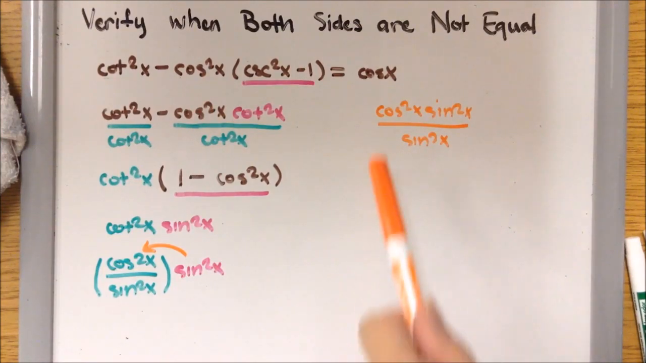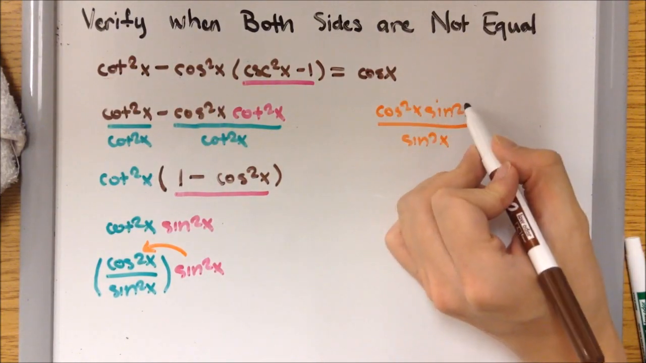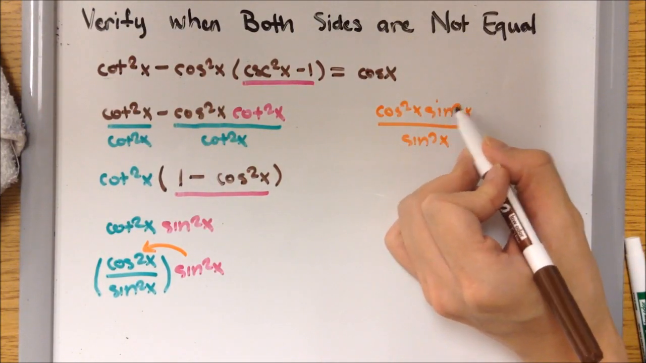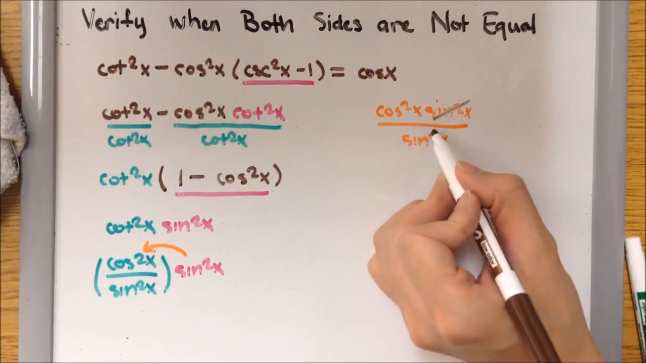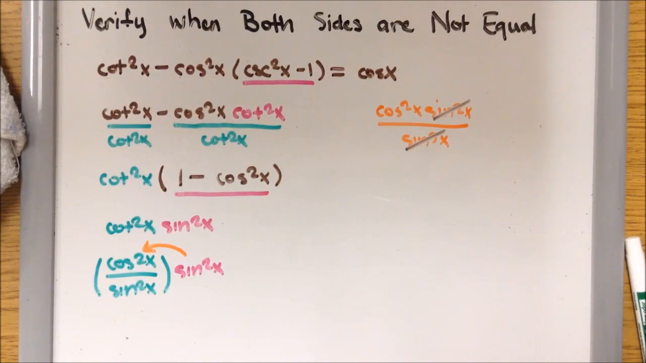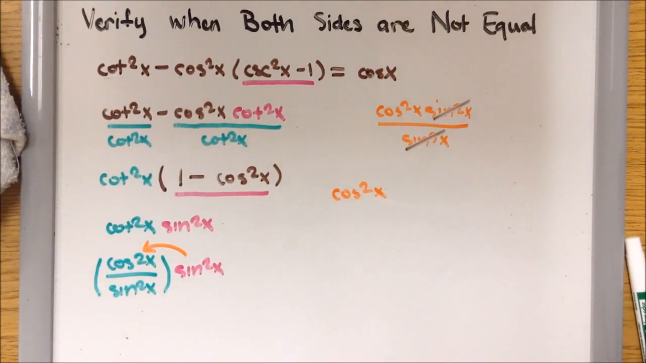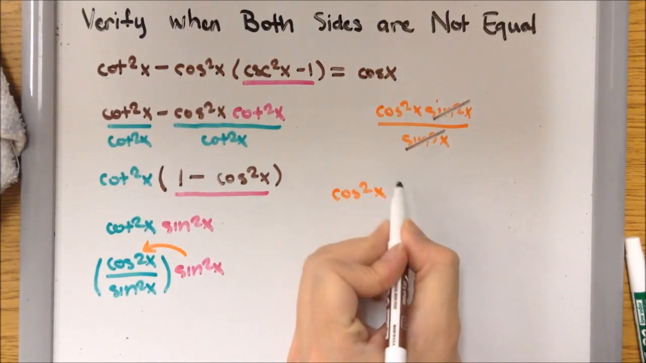Now my two trig functions are multiplying, so when I'm trying to simplify this, I can divide common factors: one sine squared x from the top, and one sine squared x from the bottom. So that means the only thing I have left is cosine squared x. And that's the only thing I could do, and that's pretty much it for the left side. Let's see if it matches with the right side.